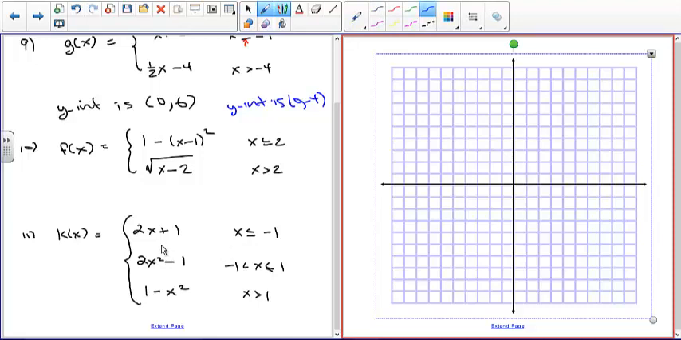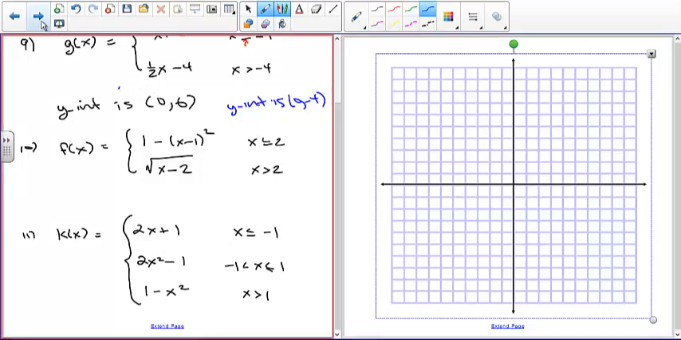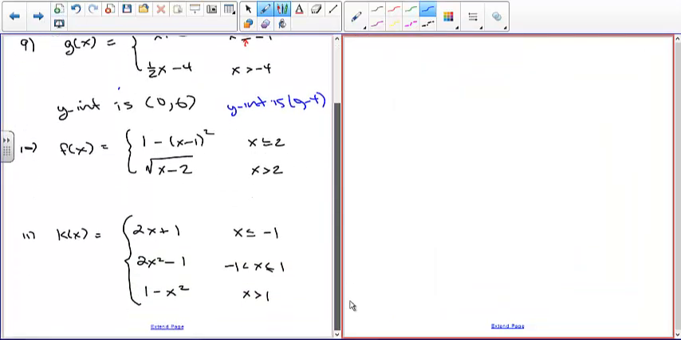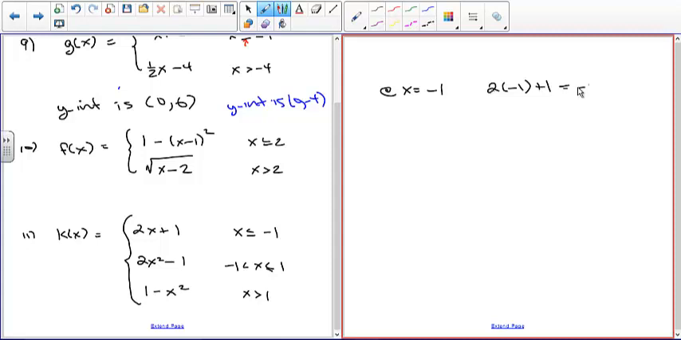One thing, let me just add a page here. I just want to see if the function values are the same at this intermediate point. So if I do, say, at x equal negative 1, you get 2 times negative 1 plus 1, which is negative 2 plus 1, which is negative 1. And then you do it in the second function. So you have 2 times negative 1 squared minus 1. Negative 1 squared is 1, so you get 2 minus 1, which is positive 1. So it's not going to be smooth.